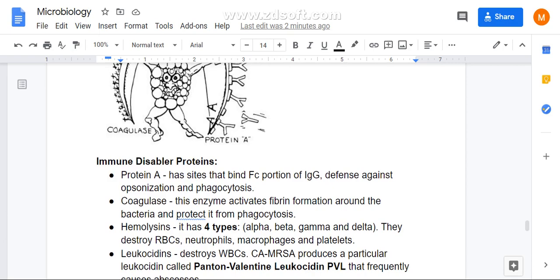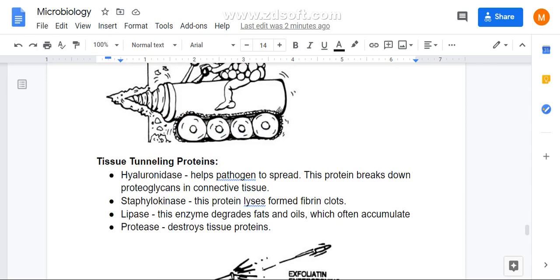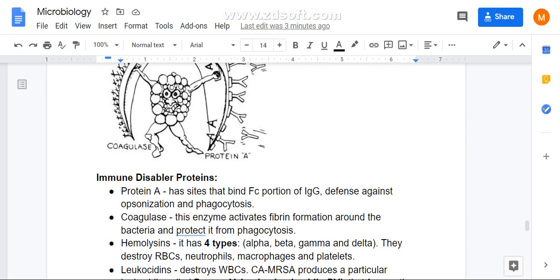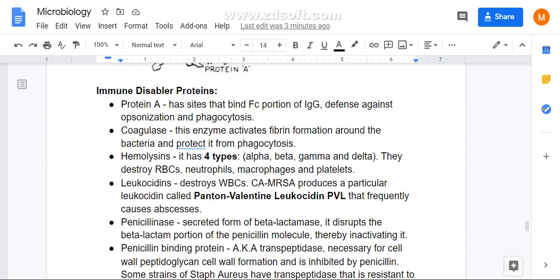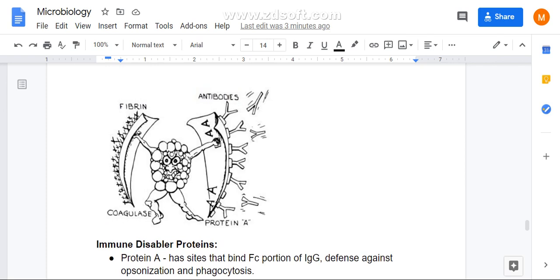So I divided the virulence factors into immune disabler proteins versus tissue tunneling proteins versus exotoxins. These are all the virulence factors you need to know. You can think of immune disabler proteins as all the defensive mechanisms. Instead of the staph attacking, this is how it defends itself from white blood cells and antibiotics. So first one is protein A. Protein A has sites that bind the Fc portion of immunoglobulin G and gives it defense against opsonization and phagocytosis. From the picture, you can see some immunoglobulins come in, and the staph has a shield and can block the immunoglobulins from opsonizing it. That prevents phagocytosis, right?